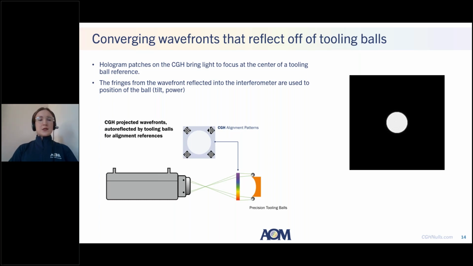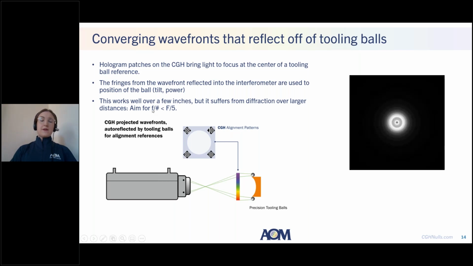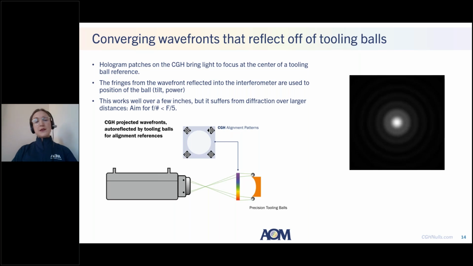So this test works well over distances of a few inches to the tooling ball, but we find that it does suffer from diffraction effects over greater distances. So what we like to do is aim for an F number less than F5 to avoid the effects that I show here on the right. When you have a circular aperture, you'll start to see Fresnel rings over large distances. So this works pretty well, but another difficulty of it is that you have to be in really close alignment before you're able to see fringes.